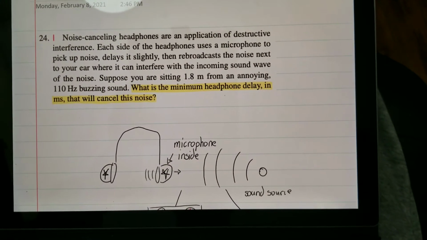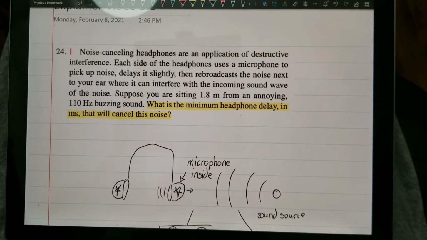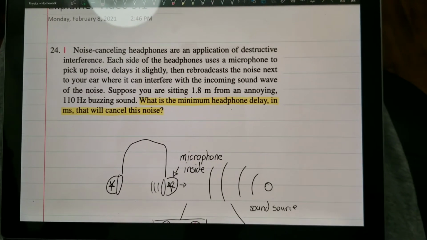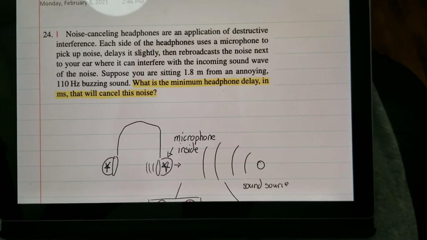Suppose you are sitting 1.8 meters from an annoying 110 Hz buzzing sound, maybe like a faulty device that you have in your house. So what is the minimum headphone delay in milliseconds that will cancel out this noise?